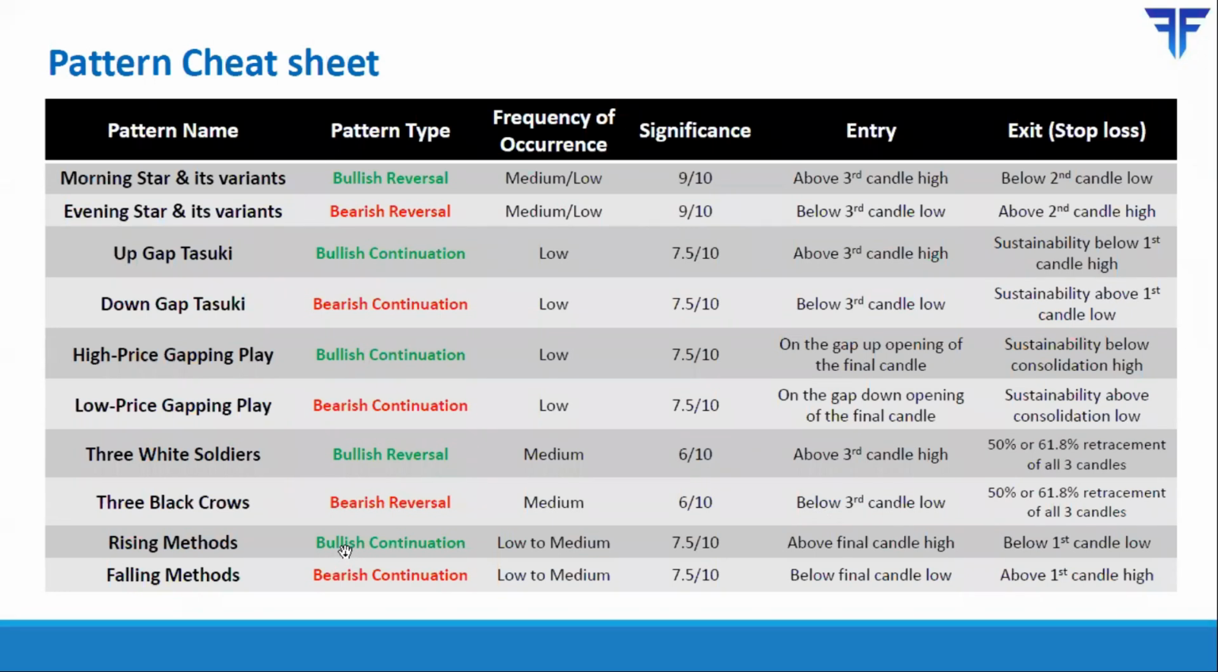Then finally, we talked about the rising and falling methods, which are continuation patterns. They don't appear so frequently, but whenever they do appear, they are pretty much reliable. So I've given a rating of 7.5 for each of these patterns. And I've already discussed about when to enter and how to exit the rising and falling methods.